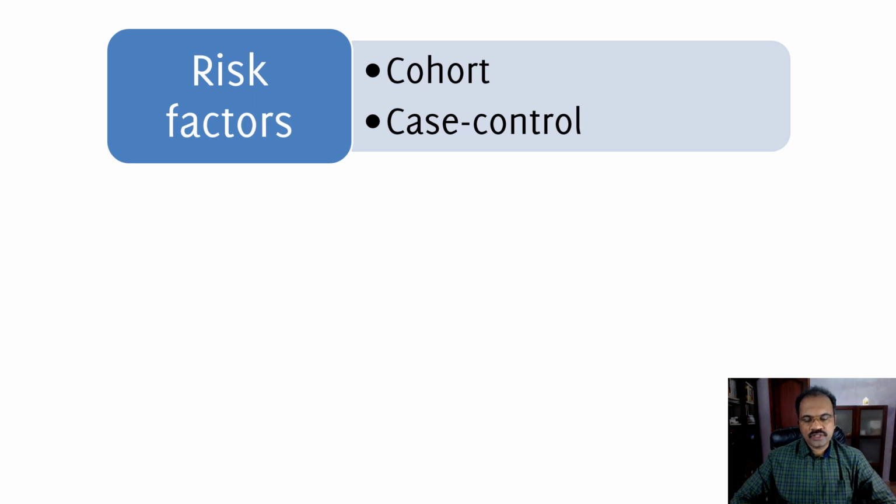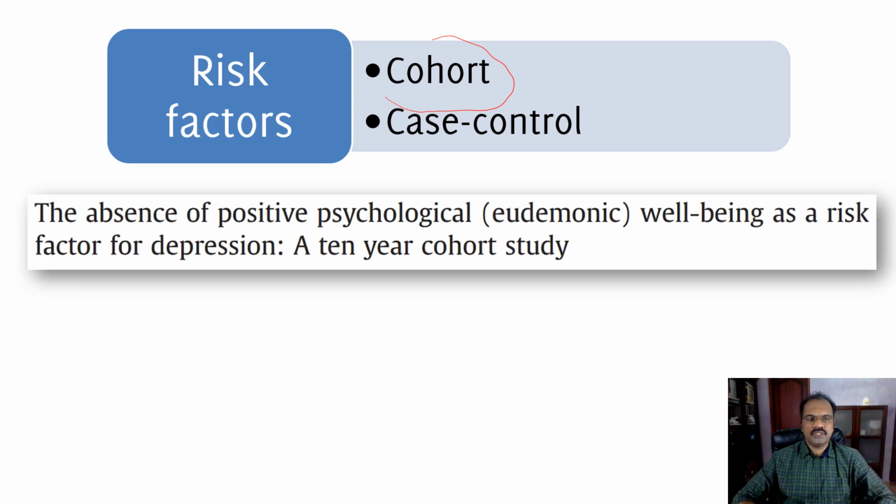To identify the risk factor, as we discussed already, the cohort design is usually used. We already saw how it was used to identify the risk factors for postpartum depression. I also told you that in that particular study, the follow-up was for a brief period of about 3 months. Usually, cohort studies follow up for a much longer period. For example, see this one: the absence of positive psychological eudaimonic well-being as a risk factor for depression, a 10-year cohort study.